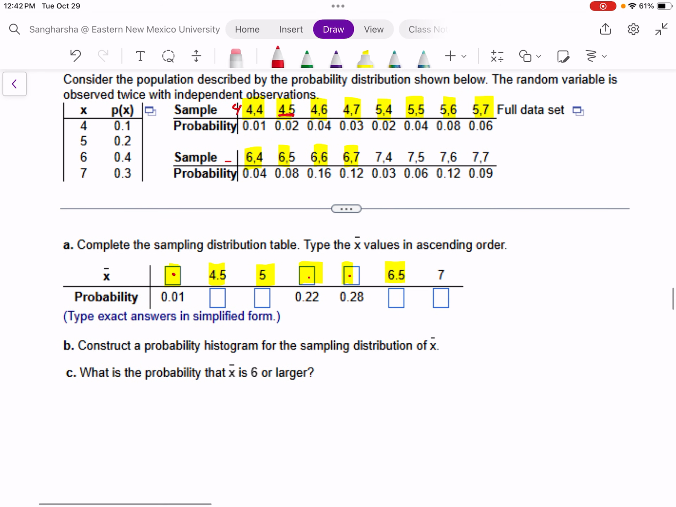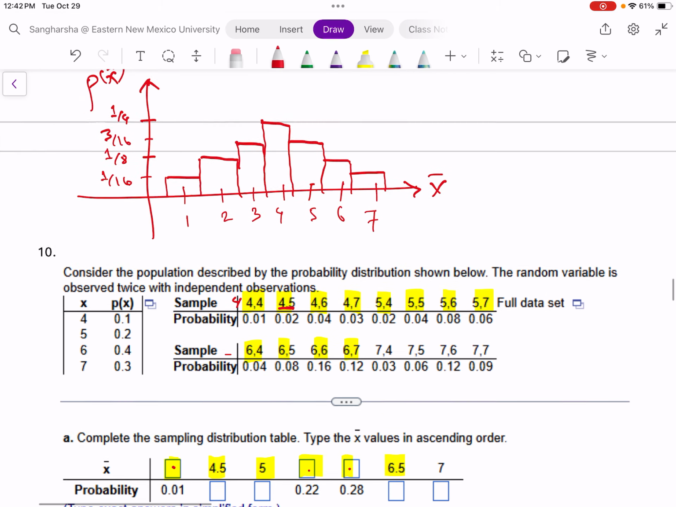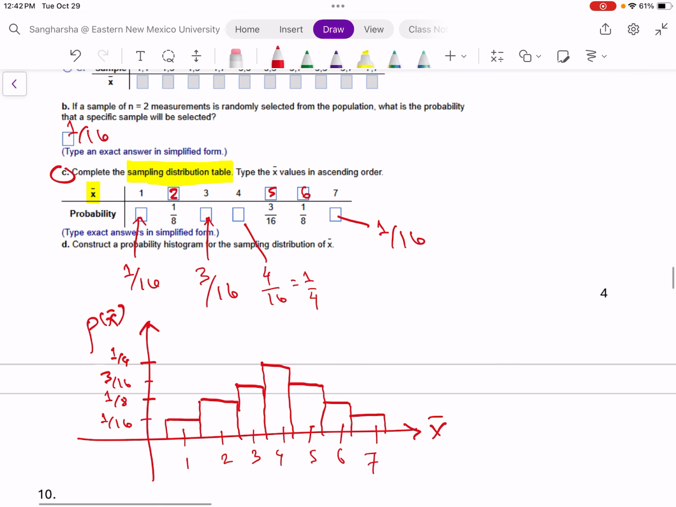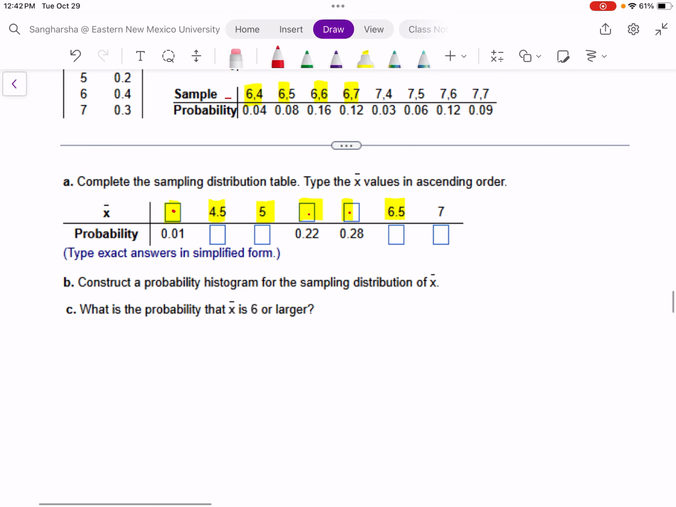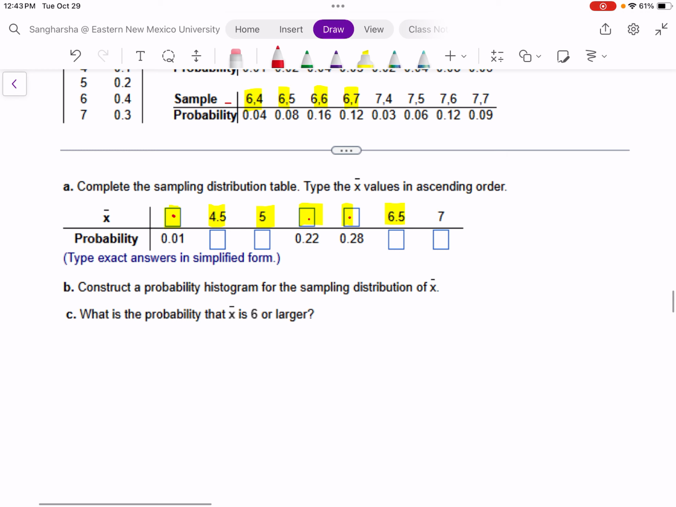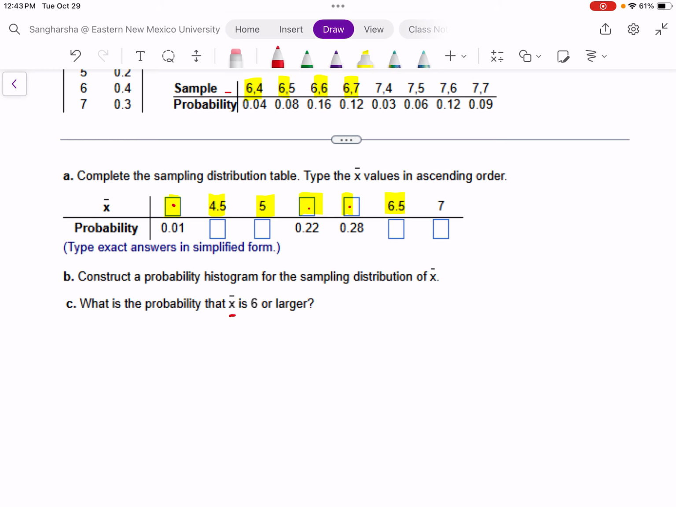Okay, in number B, you construct a histogram. Now once you fill this table, you'll have a table very similar to number 9. This is C. Okay, you construct a histogram like the one we did. In number C, what is the probability that x bar is 6 or larger?